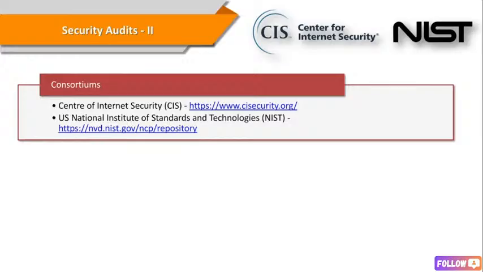NIST, the National Institute of Standards and Technology. It's a physical sciences laboratory as well as a non-regulatory agency of the United States Department of Commerce. Its mission is to promote innovation and industrial competitiveness. If you visit their website, shown in the slide here, you'll find the National Checklist Program repository of their National Vulnerability Database program. They have a wide range of up-to-date checklists.